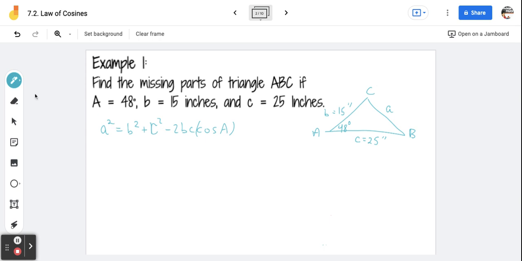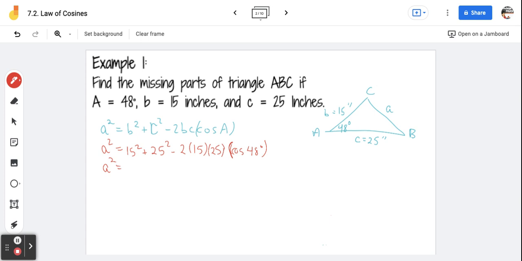Let me fill in what I know. I don't know A, that's what I'm trying to find. I know B is 15, squared, and C is 25, squared, minus 2 times 15 times 25, times the cosine of 48 degrees. I can literally just go to my calculator and type this in, and I'll get what A squared equals.